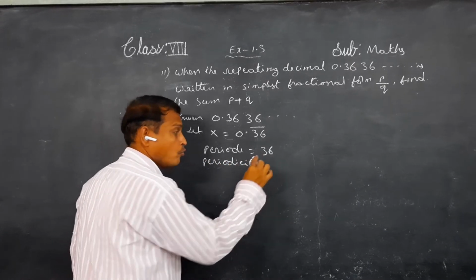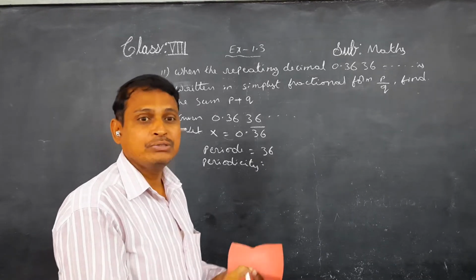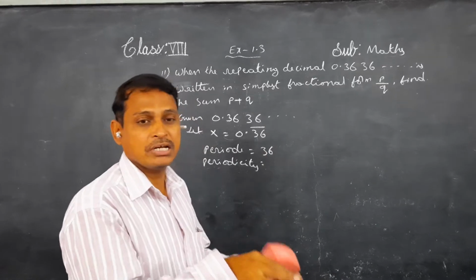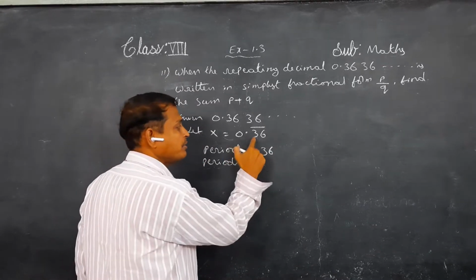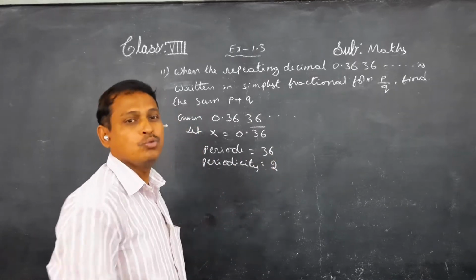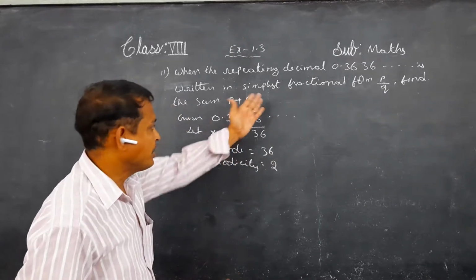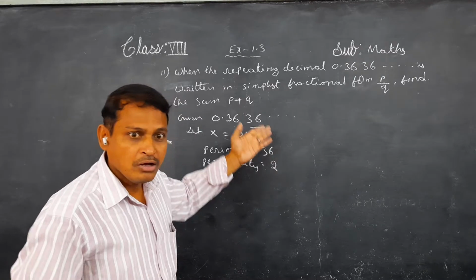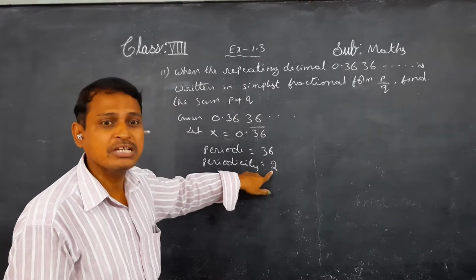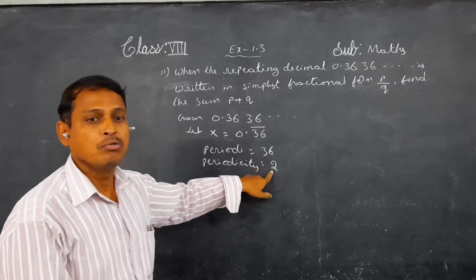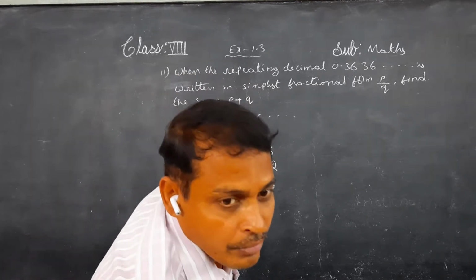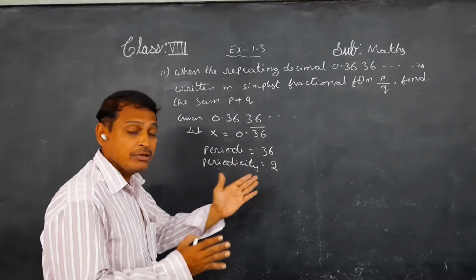Again, children, periodicity: how many digits are repeating, the number of digits only, 1, 2 only. So in this question the repeating value is 36, and the number of digits repeating is 2. The number of digits in the repeating decimals is called periodicity. So the periodicity value is 2.